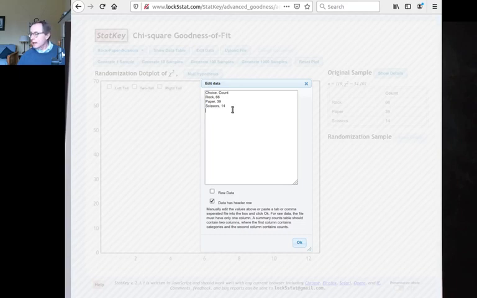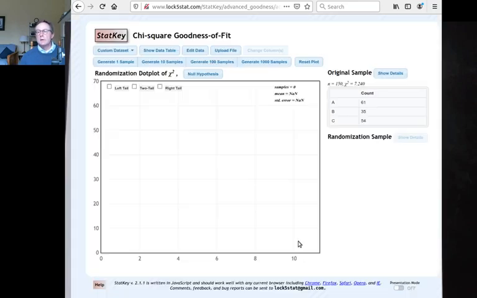The data that I want to enter is 61, 35, 54. So 61 is for category A. Category B is 35. And category C is 54. Okay, so I think I did that right. 61, 35, 54. Looks right to me. And there it is, 61, 35, 54.